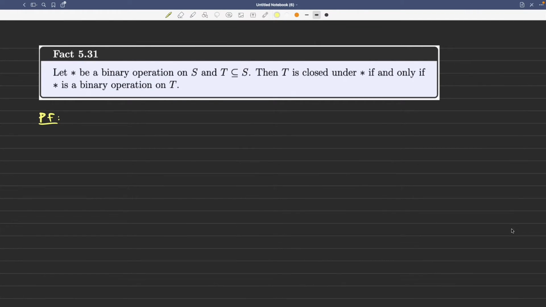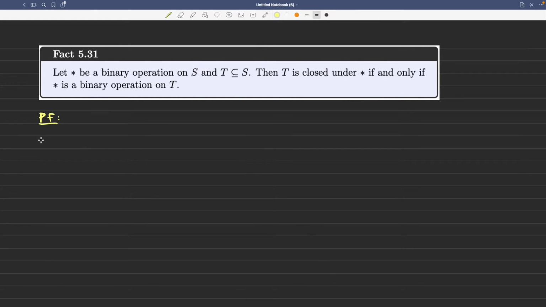So we have a theorem here concerning closure of an operation. So the setup is the same as before. We have a binary operation on the set S, and then we have a subset T of S. So T will be closed under the operation if and only if we can just think of star as being a binary operation on T itself, rather than thinking of it as a binary operation on the bigger set S. Really, when we have closure, we're just saying that the binary operation that was defined on the bigger set is really a binary operation on the smaller set as well.